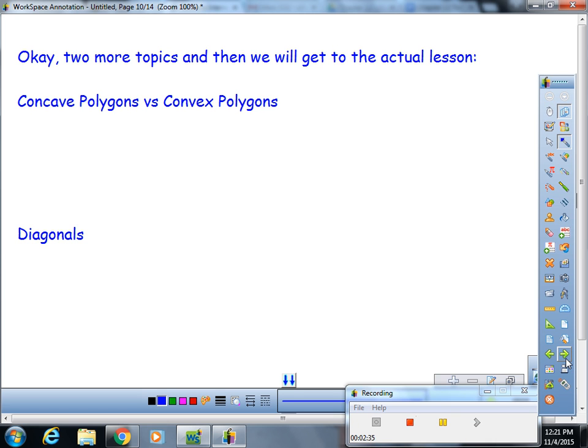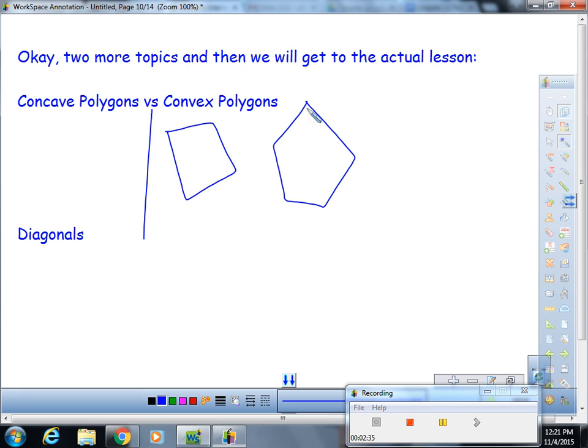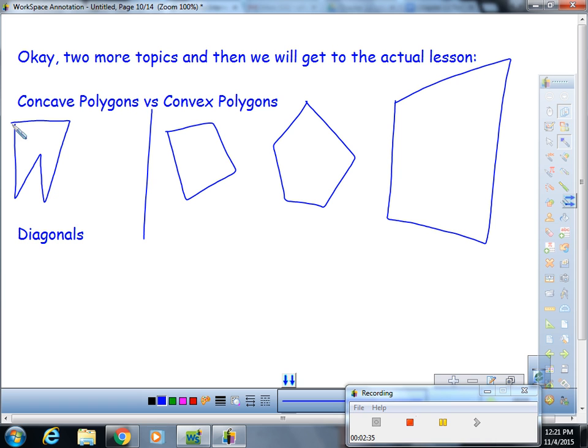All right, 2 more things to cover. Concave versus convex. Your convex polygons are the ones you're used to. So that quadrilateral is a polygon. That's a pentagon. It's a polygon. That's a trapezoid. It's a polygon. A concave polygon is caved in. That's not a definition, but that's a description.